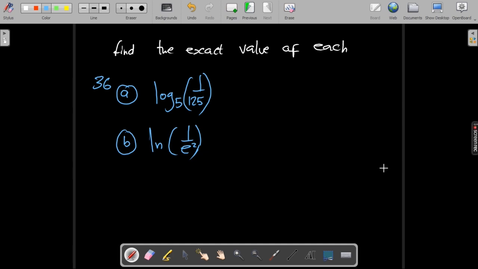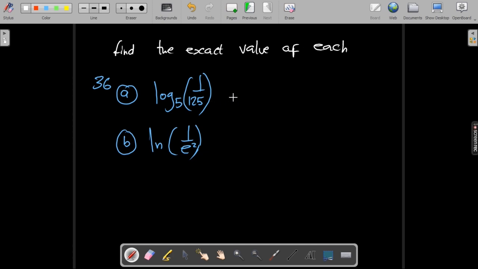So I'm asked to find the exact value of each. We're going to use the rules of logarithms, inverses, and anything that we can find. With the first one, I can think of two ways to do it, if not three.